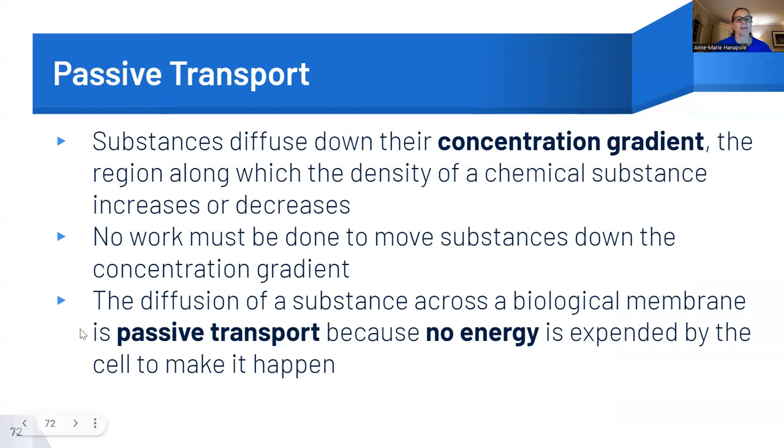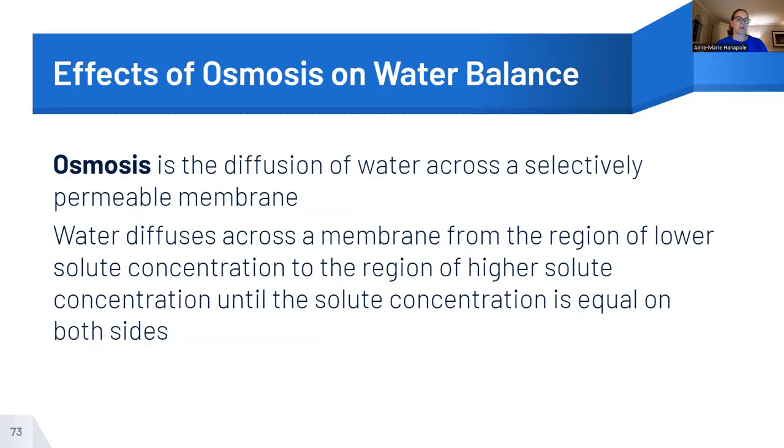So passive transport is substances moving down their concentration gradient. When we say down the concentration gradient, what we mean is moving from an area of high concentration to an area of low concentration, again, until they are evenly distributed. And there's no work being done, and so it doesn't require any energy. Okay, so passive transport: high concentration to low concentration, and no energy is needed for that.